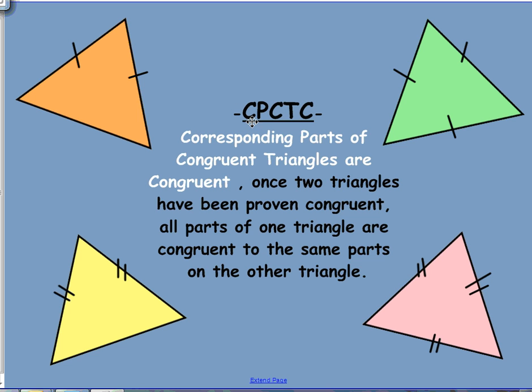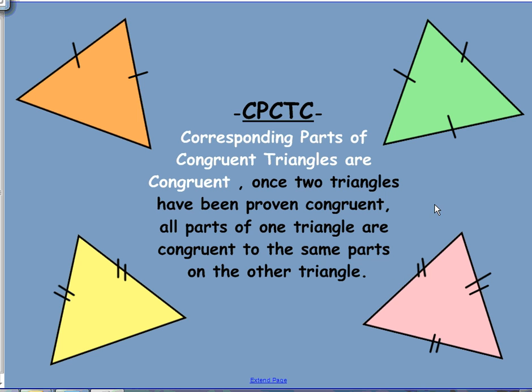It's called CPCTC, which stands for corresponding parts of congruent triangles are congruent. Okay? You can use this acronym. You do not need to write it out. Just know what it means. It means corresponding parts of congruent triangles are congruent. Sounds a bit like a tongue twister.